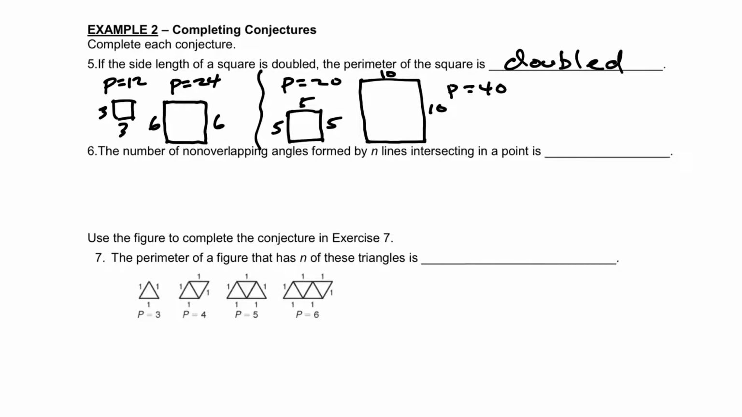So you can see I filled in the blank on number 5 that our conjecture is the perimeter of the square is doubled. Now let's take a look at number 6. So let me draw you a few examples of what number 6 would look like. And we have to draw some lines that, if you read this part right here, we need some lines that intersect at a point.